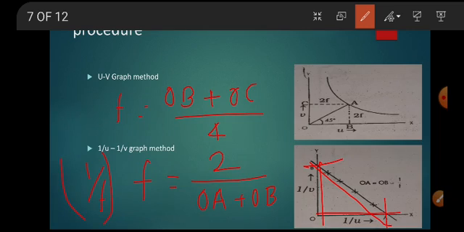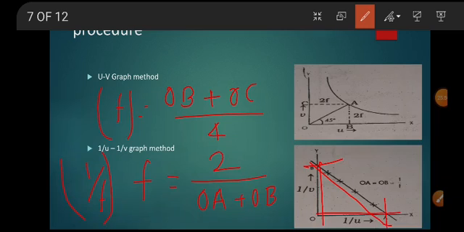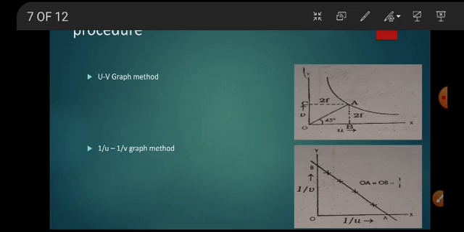So the f value from the graph by the UV method is (OA + OB) by 4, and by the 1 by u, 1 by v method it is 2 by (OA + OB). You can easily find the values of the intercepts on the x-axis and y-axis. Then you have to substitute these values, and you will get the answer, the f value.